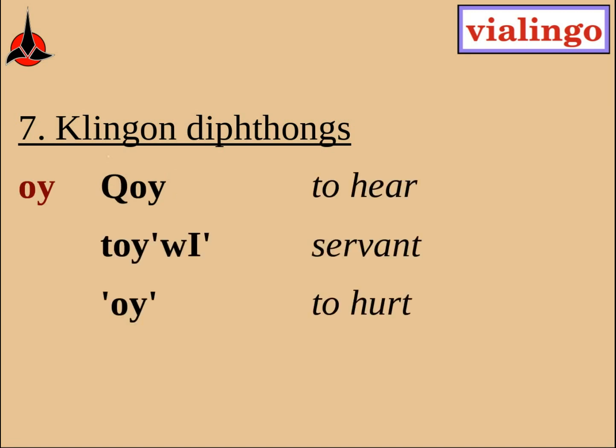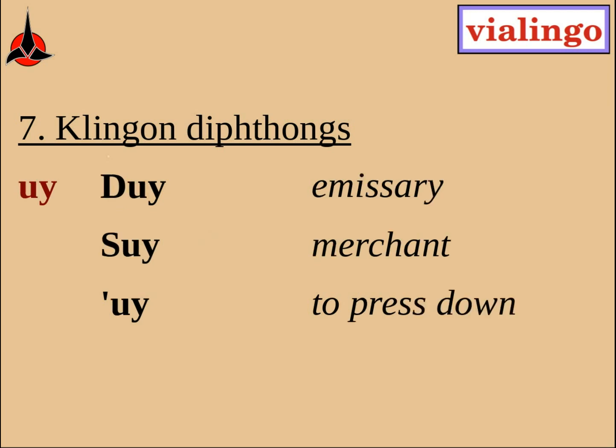OY sounds like the oi in boy. Koi, koi. Toi, wit, toi, wit. Oi, oi. The sound written as UY is like the English sounds ooey spoken together quickly. Dui, dui. Shoi, shoi. Oi, oi.